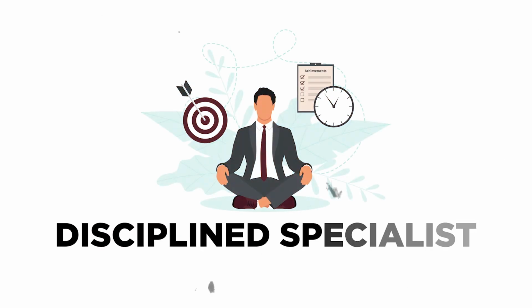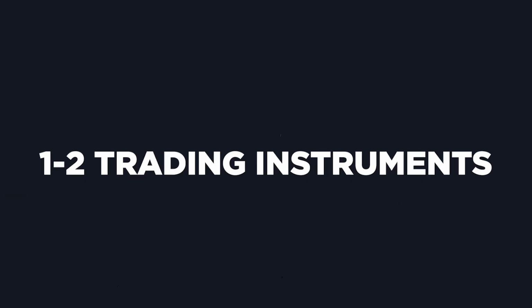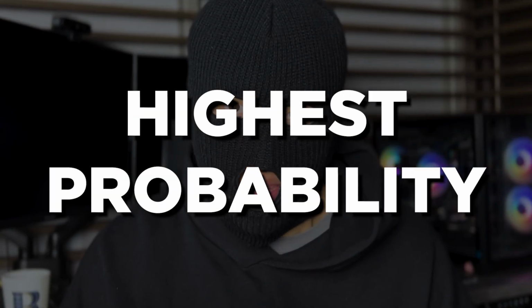Lastly, be a disciplined specialist. Pick 1 or 2 trading instruments that fit with this plan and stick to it. This way, one of the silver bullet setups will show up daily, and if you follow this close enough, you will be able to catch the silver bullet hour with the highest probability. So, that wraps up the entire ICT silver bullet strategy and how you can use it to its fullest potential.